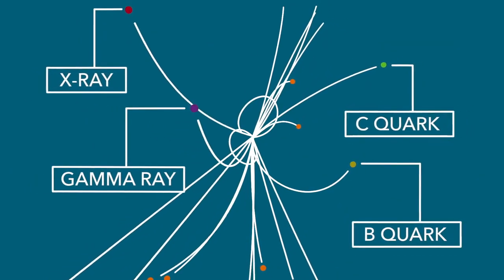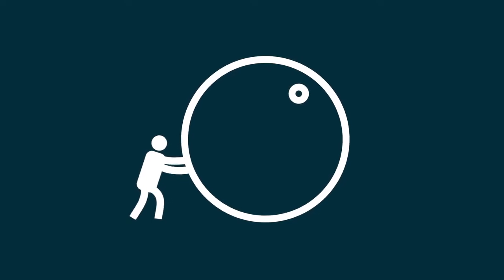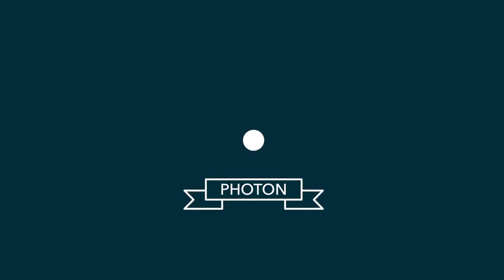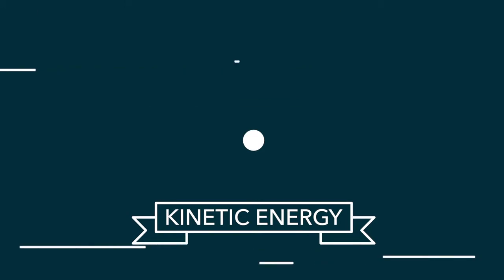Finally, even though we've been talking a lot about mass, E equals mc squared also accounts for particles that have no mass. These particles, like photons, always move at the speed of light and exhibit all their energy as kinetic energy, or the energy of motion. If you could stop a photon, it would simply cease to exist.